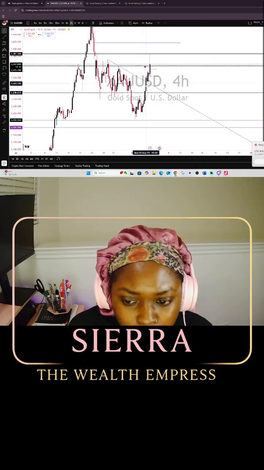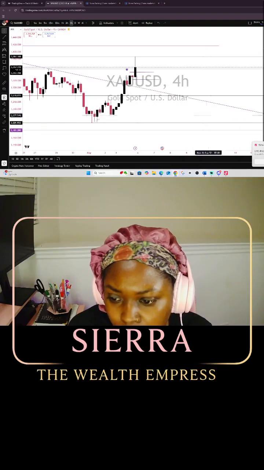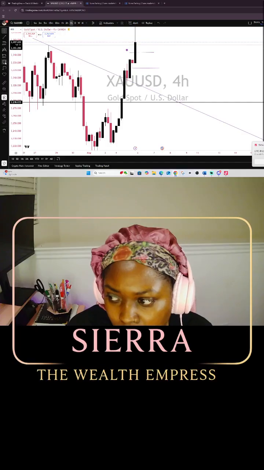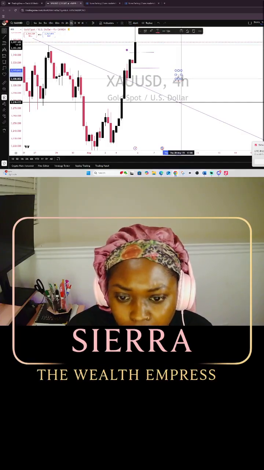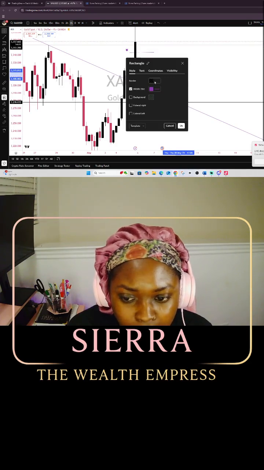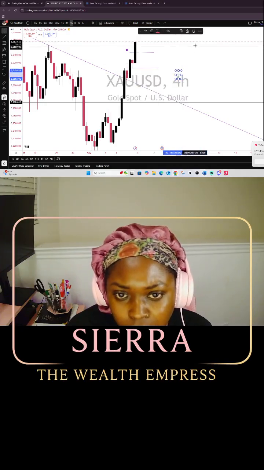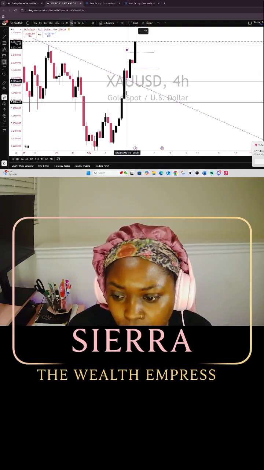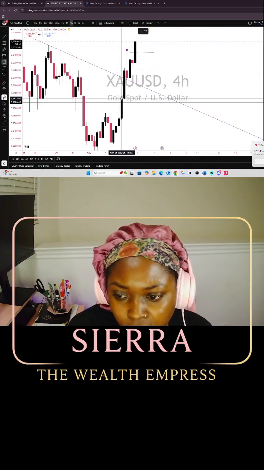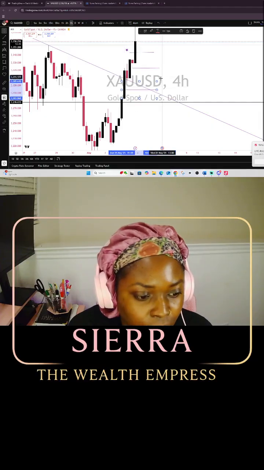So you see that there's a gap here, right? So you would draw it. I use my rectangle pattern, and I just have my middle line. I have my border on 0%, okay? And then you go from the previous candle wick, or previous candle body if it doesn't have a wick, to the following candle wick or body, and that gives you 50% of your fair value gap.